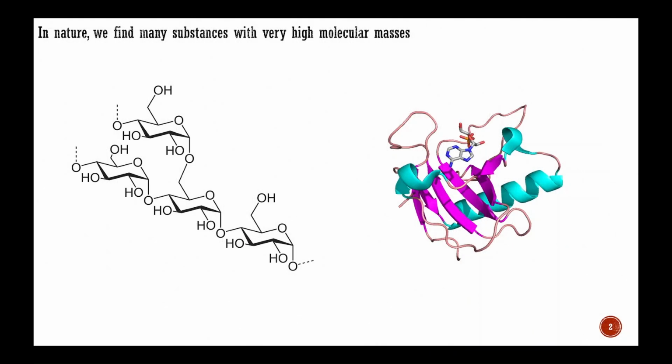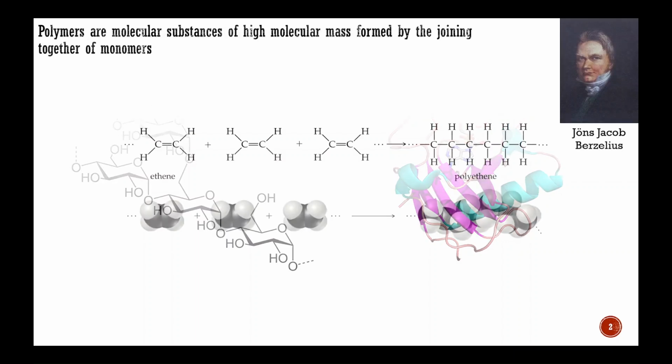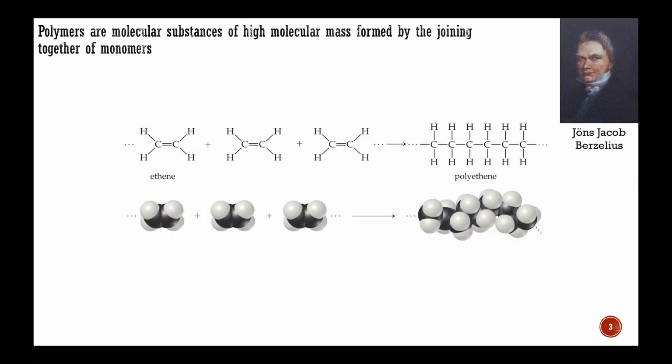Hello, everyone, and welcome back to the lecture series on natural and synthetic macromolecules. In nature, we find many substances with very high molecular masses that contribute significantly to the structure of living organisms and tissues. Some examples include starch and cellulose, which are abundant in plants, and proteins, found in both plants and animals. In 1827, Swedish chemist Jöns Jacob Berzelius introduced the term polymer to describe molecular substances of high molecular mass formed by the joining together of monomers, that is, molecules with low molecular mass.